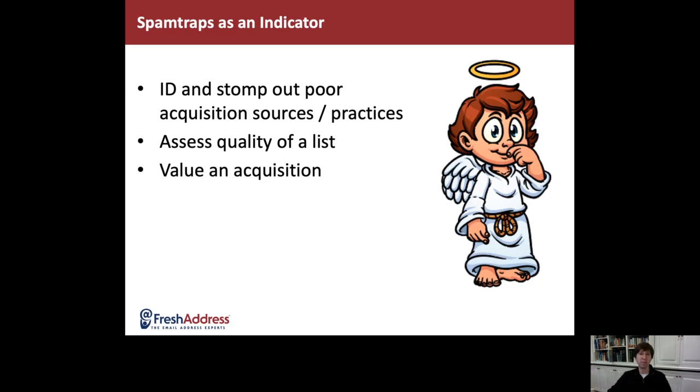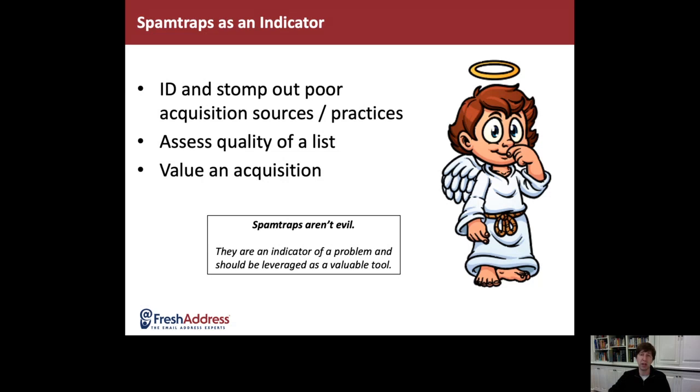Spam traps can also help you value an acquisition you might be trying to make. You're thinking of partnering with another company, buying another company. Well, if you can see if they have spam traps on your list, that gives you a good sense of their acquisition practices over time and whether you really want to get in bed with them and partner up with them. So there's a whole side to spam traps where they really aren't evil at all. They're an indicator of a problem and they can be leveraged.